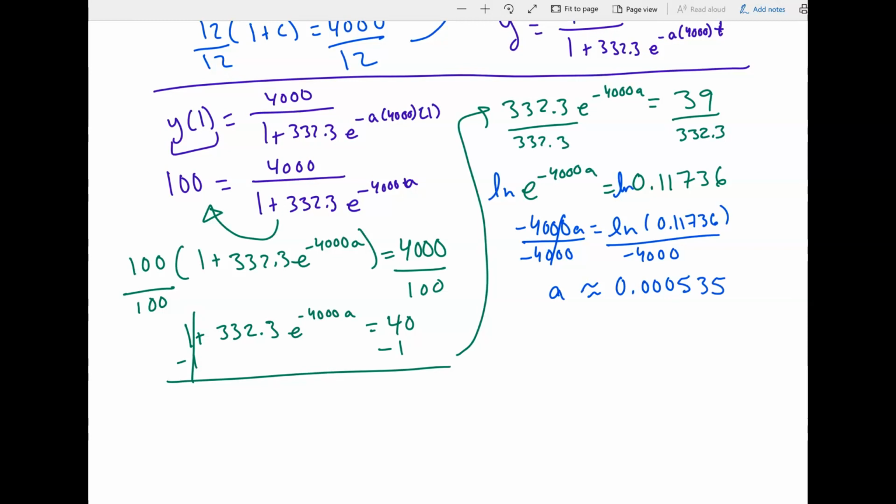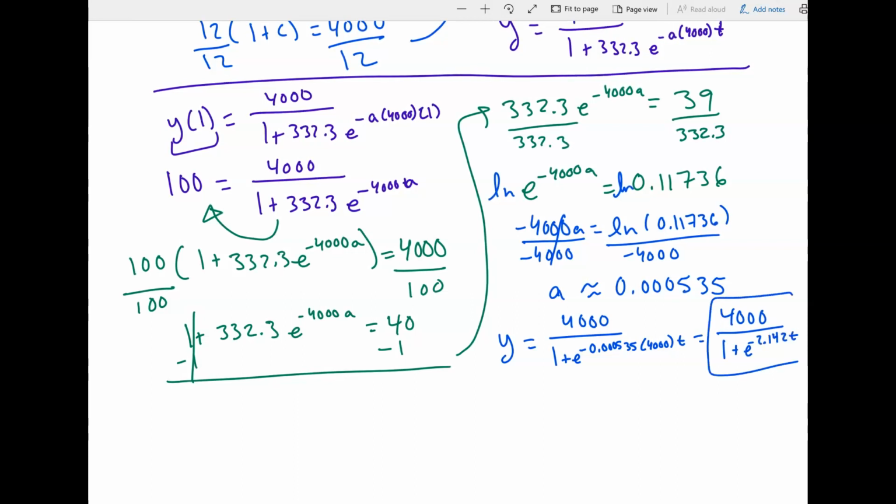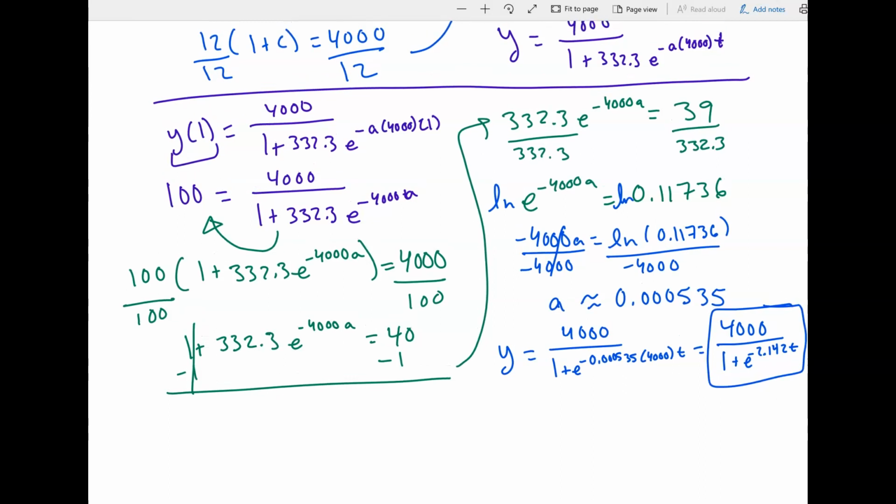So all we have to do is plug all of that in. We have y is equal to 4,000 over 1 plus e to the negative a, which in this case is 0.000535, multiplied by 4,000, and then you have a t. I multiply that out and I get 4,000 divided by 1 plus e to the negative 2.142t. There's my solution. It took a lot of work, a lot of algebra.